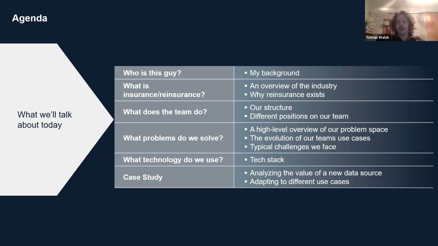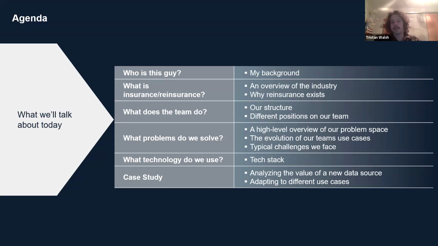I'm going to give a bit of background about what the industry is all about, what kind of problems we face, and on the reinsurance side, which is the subfield I work in, why reinsurance exists as well. Then I'm going to talk about my team in particular: the structure of our data science and analytics teams, the various positions, and the roles and responsibilities there.